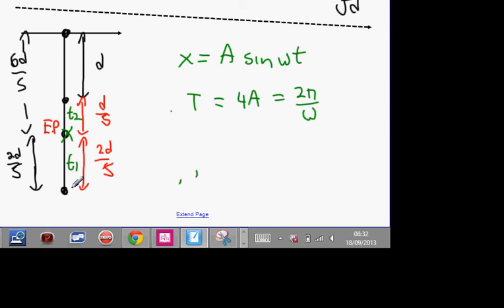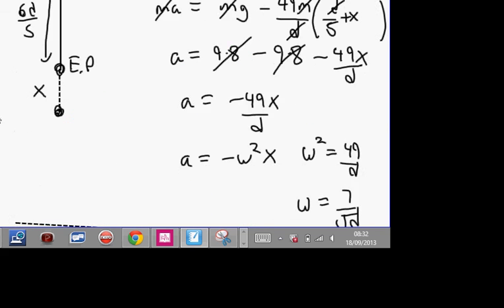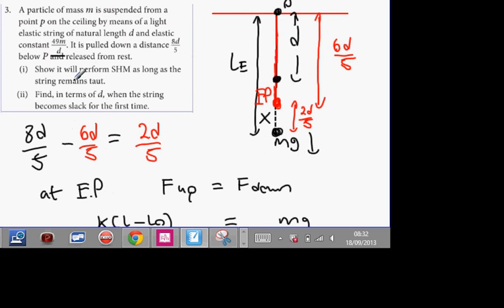Excuse me in a second. I just have to reread the question. Find in terms of d when the string becomes slack for the first time.